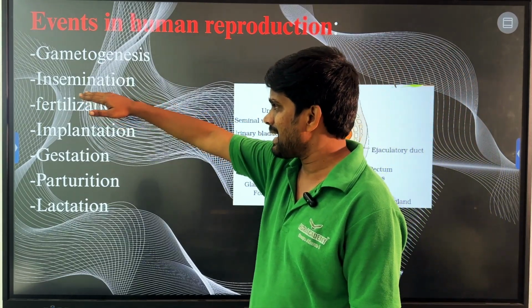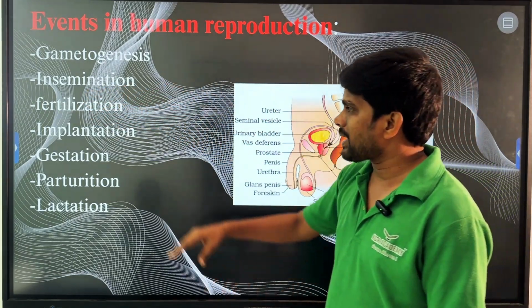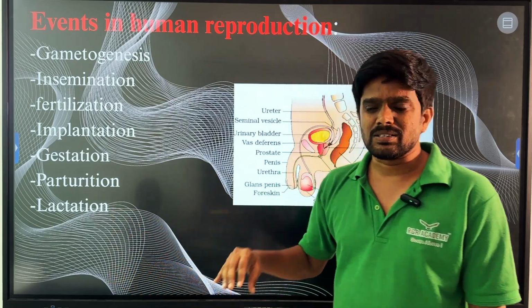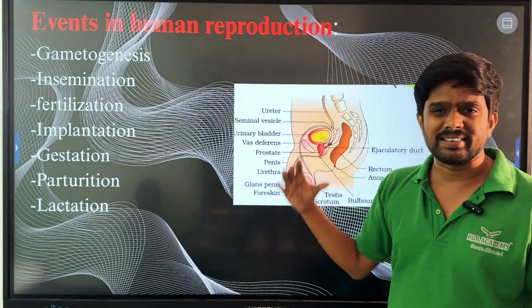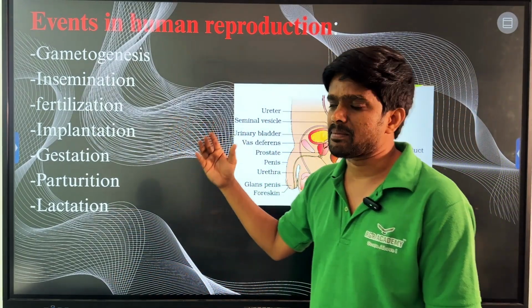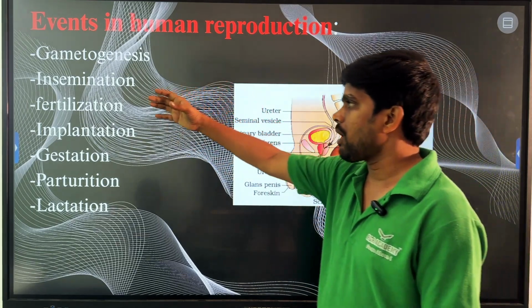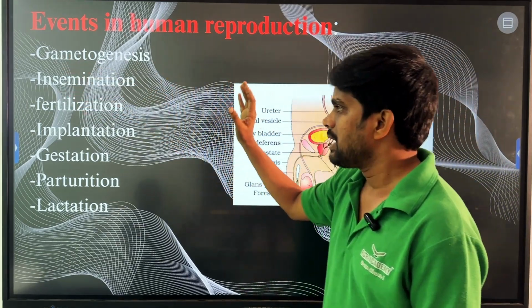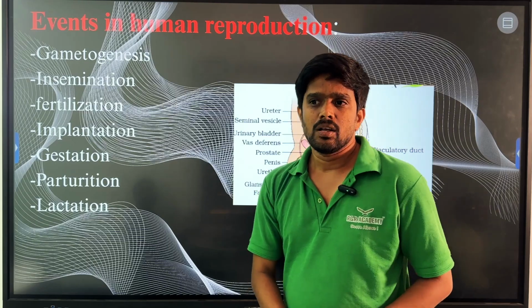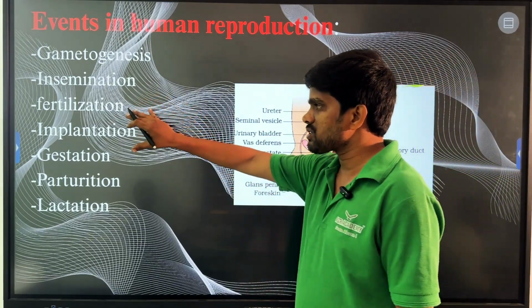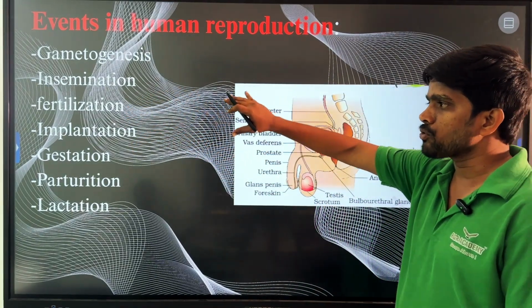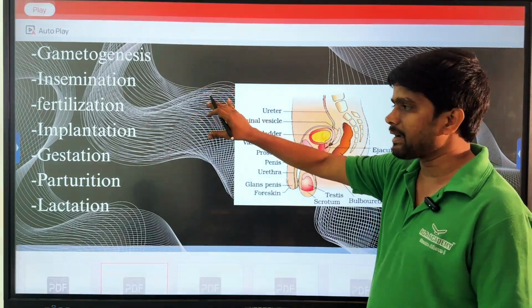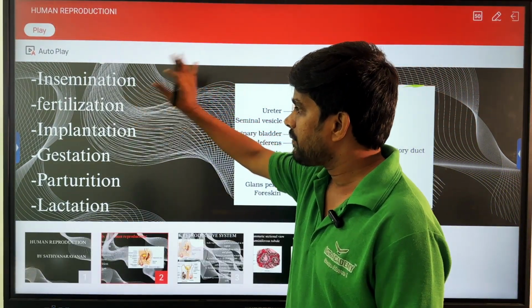And the second one is the insemination process. So what is the insemination process? The sperm cells are released into the female genital duct. The male releases the sperm cells into the female genital duct, that is called the insemination process. And next, fertilization. Fertilization means the fusion of male and female gametes to produce a diploid zygote.